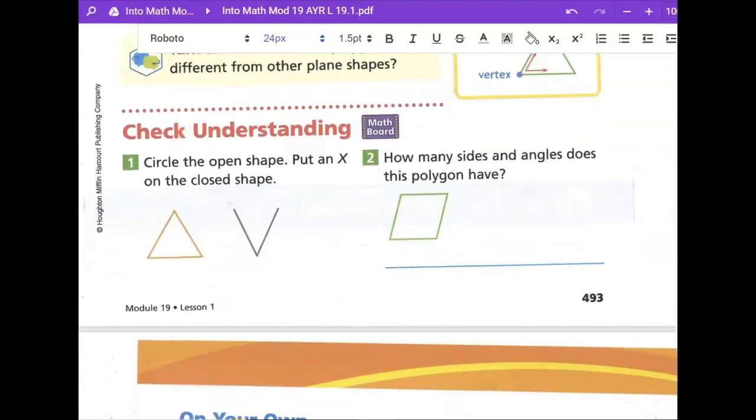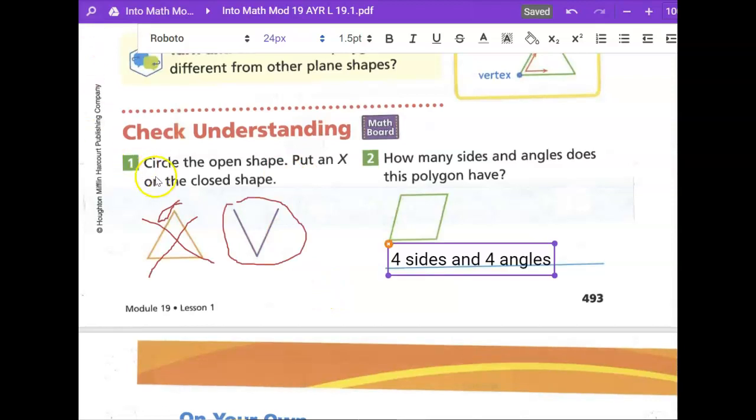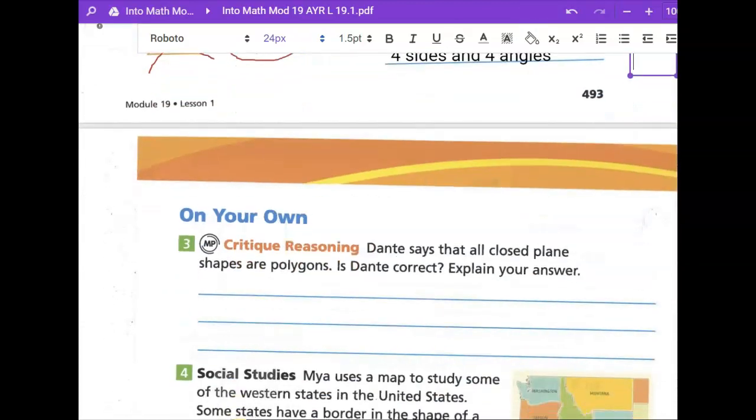Go ahead and do the check your understanding 1 and 2 and then come back to the video and see if you are right. Okay, it says circle the open shape, so that's one that looks like a V, and put an X on the closed shape. And then this polygon has 4 sides and 4 angles.